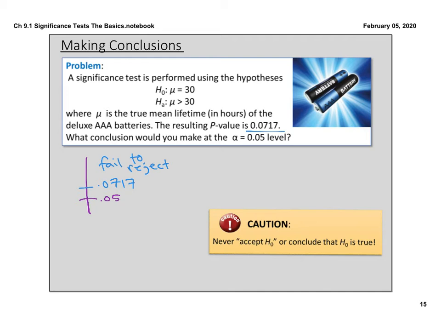So here's how I would write that out. Because p equals 0.0717 is greater than 0.05, which is my alpha, we fail to reject H0.